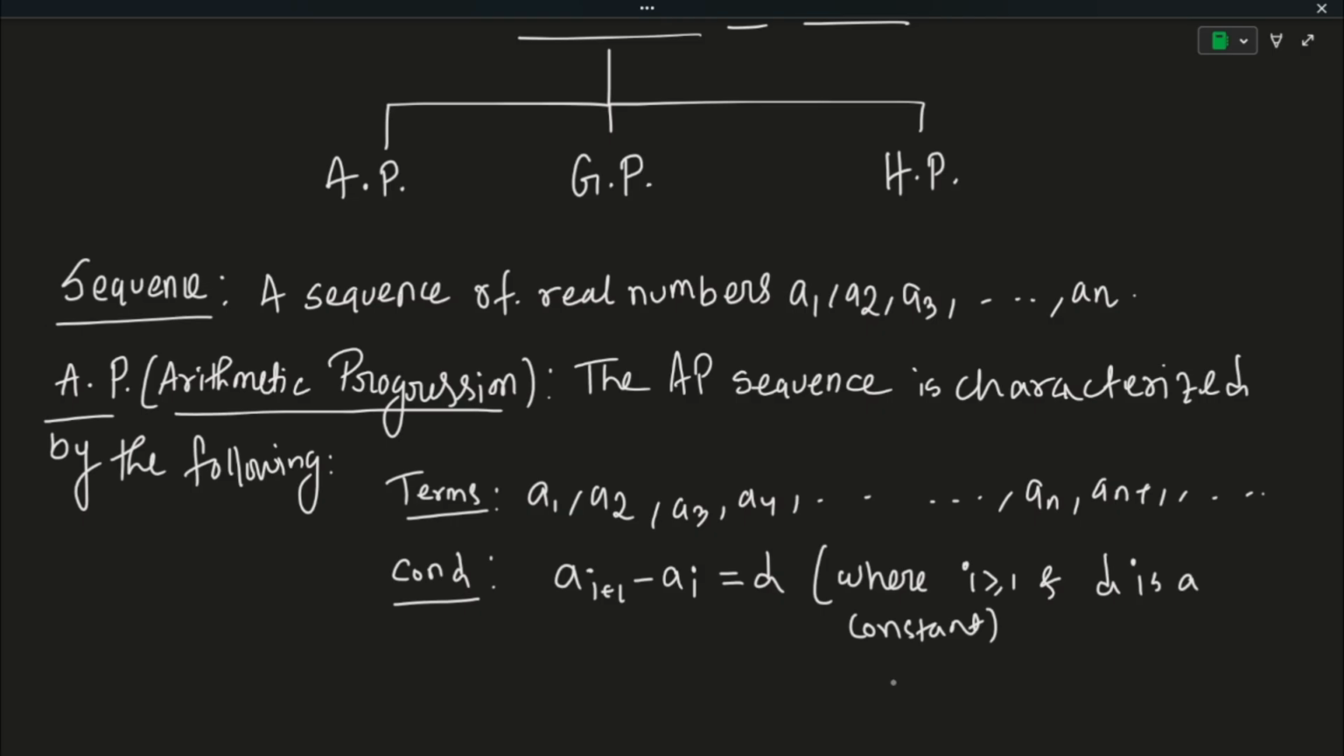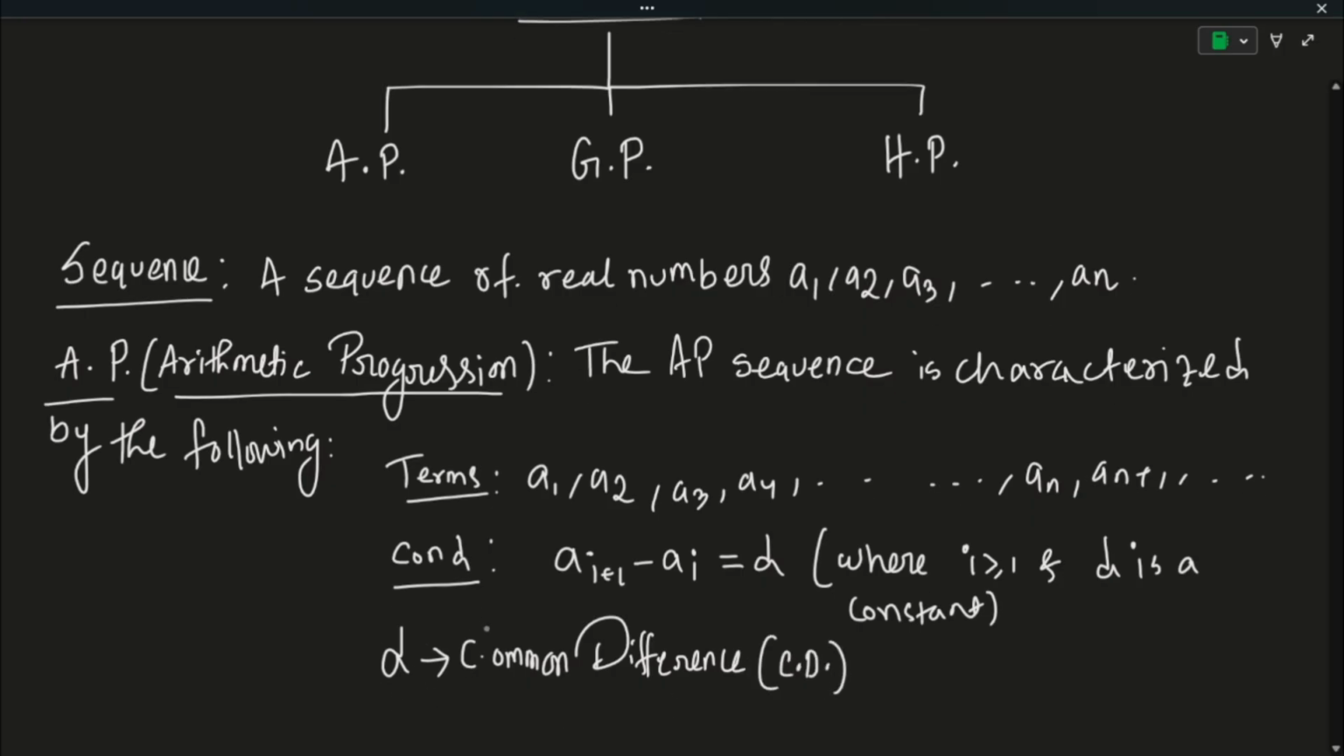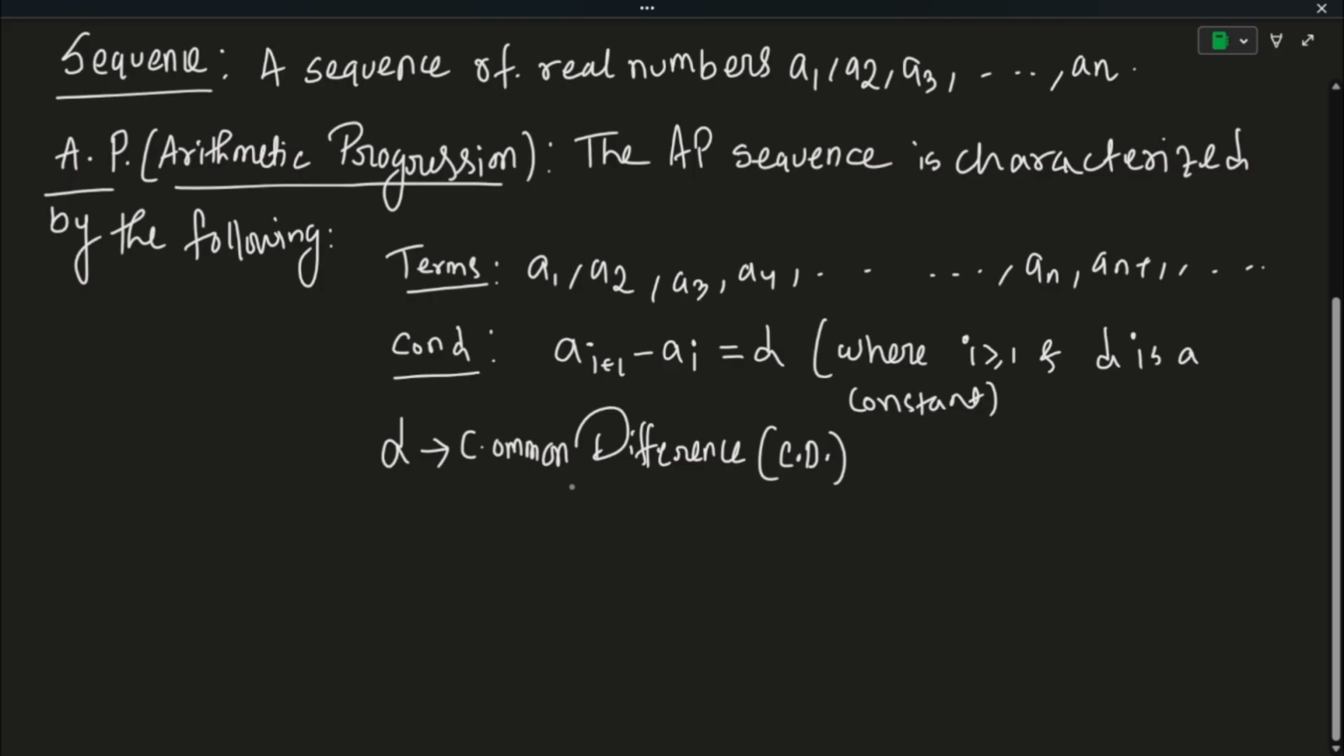So this is what's special about AP. The difference of consecutive terms is always constant, which means if you start from A1, there will be a particular constant for every AP. That constant might differ. So for the sake of simplicity, we say that D is called the common difference. In brackets, you can also write it as CD. This is what D denotes.